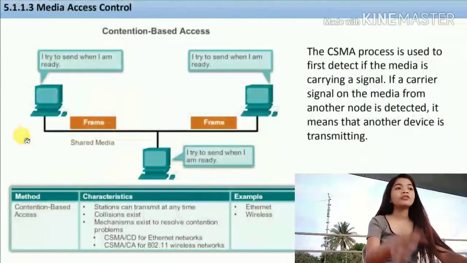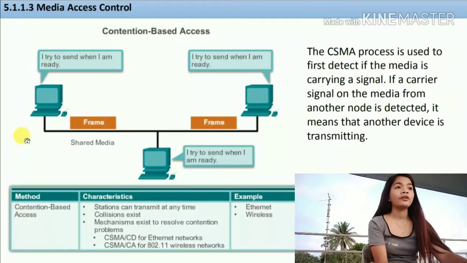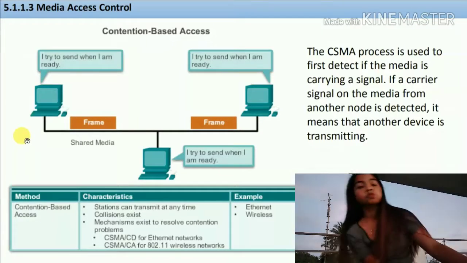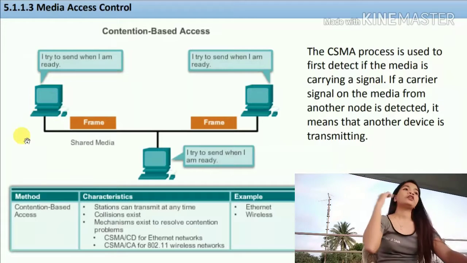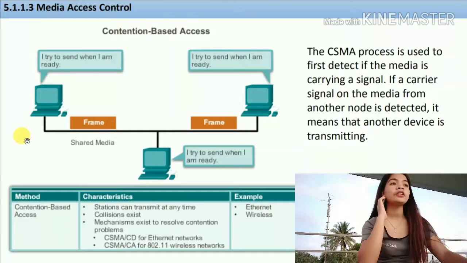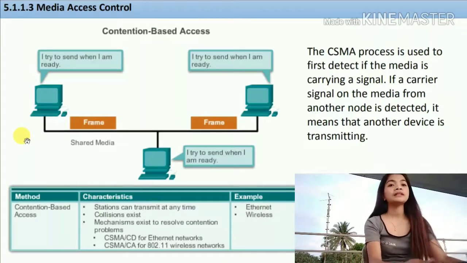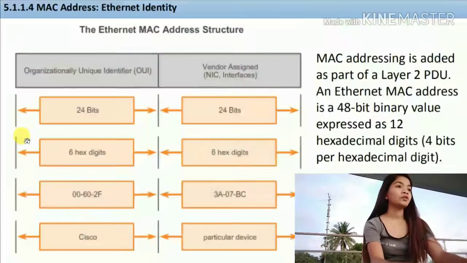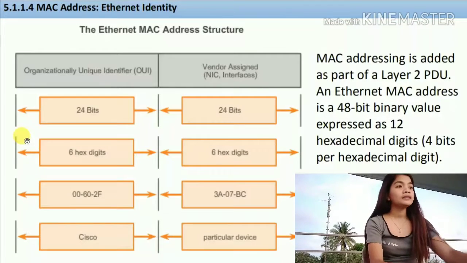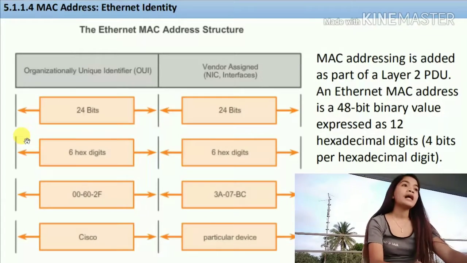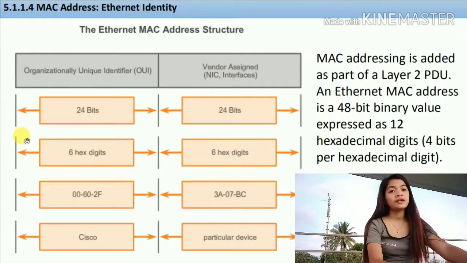The MAC addressing is added as part of the layer 2 PDU. An Ethernet MAC address is a 48-bit binary value expressed as 12 hexadecimal digits, 4 bits per hexadecimal digit. The MAC address is often referred to as a burned-in address. The address is encoded into the ROM chip permanently. It cannot be changed by the software.